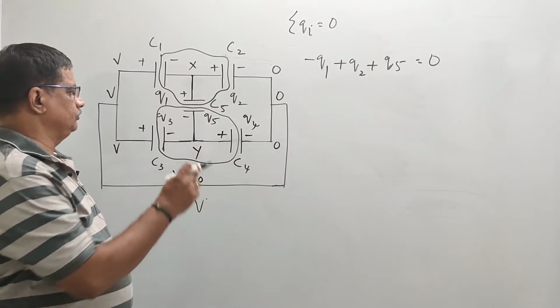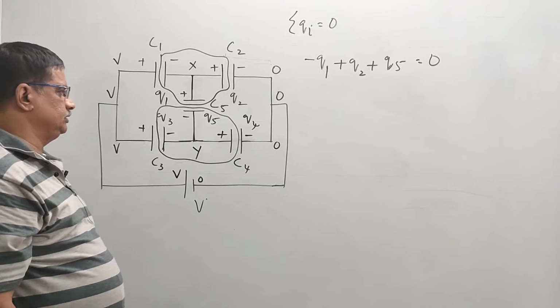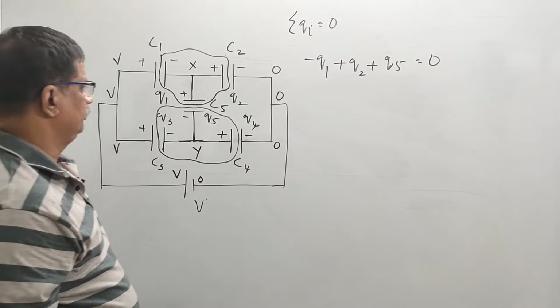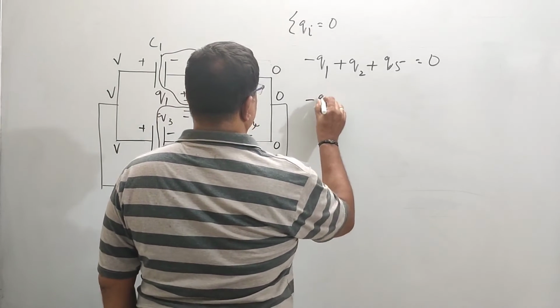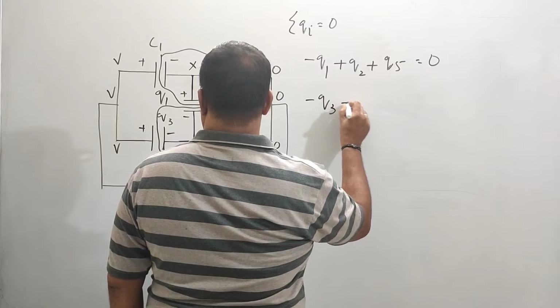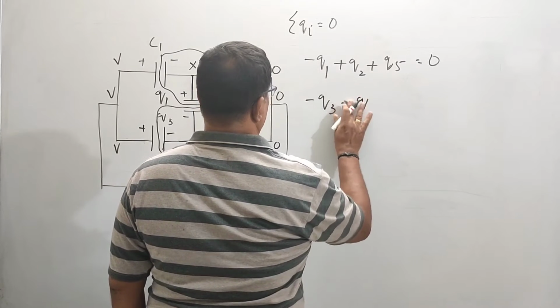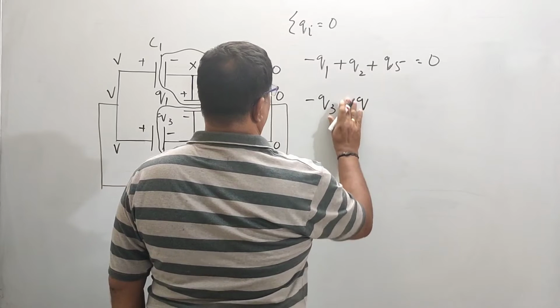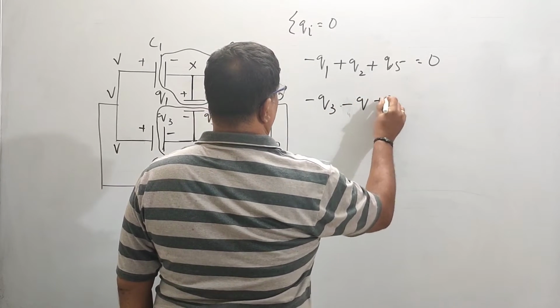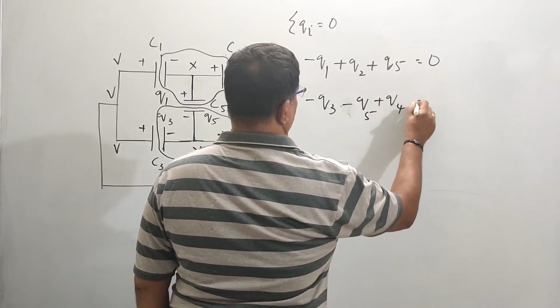Now let us apply the same to the other three capacitors C3, C4 and C5. So here we will write minus Q3 minus Q5 plus Q4 equal to 0.